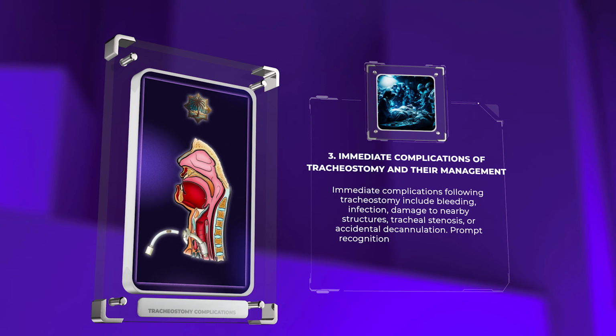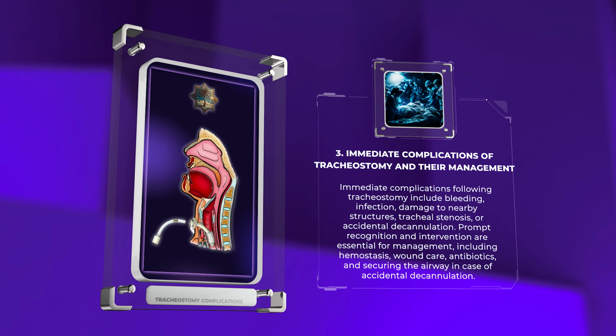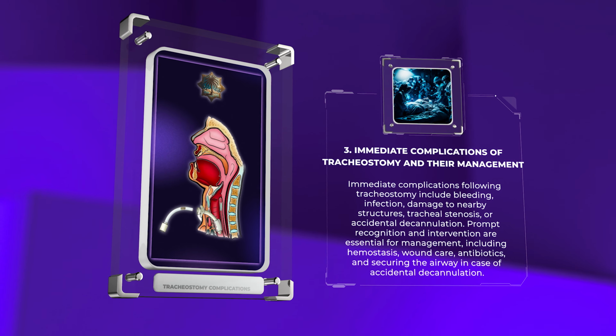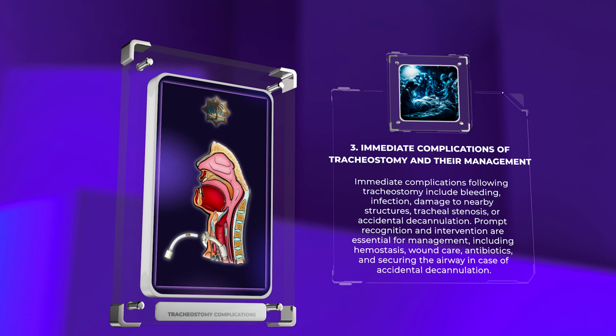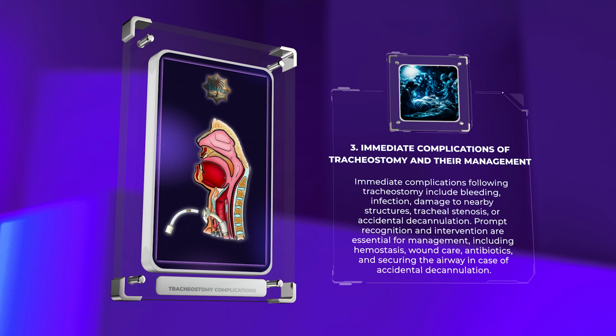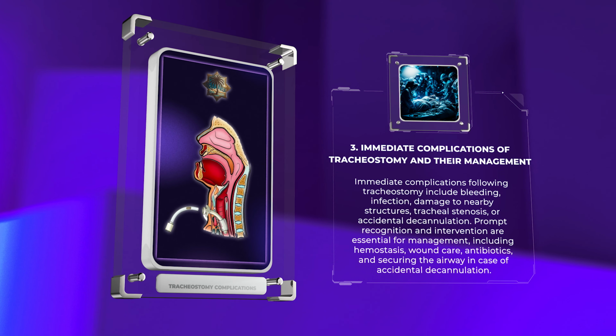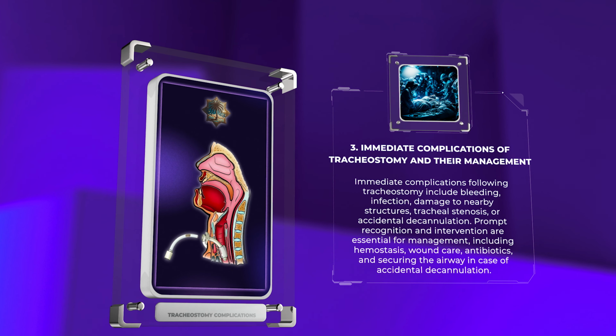Immediate complications following tracheostomy include bleeding, infection, damage to nearby structures, tracheal stenosis, or accidental decannulation. Prompt recognition and intervention are essential for management, including hemostasis, wound care, antibiotics, and securing the airway in case of accidental decannulation.